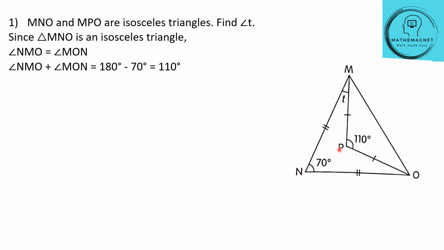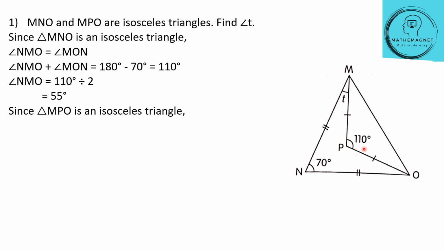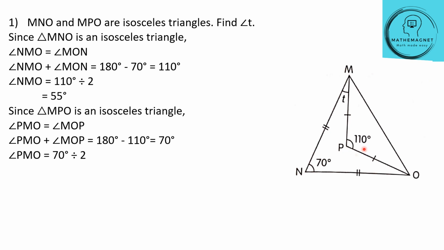So NMO plus MON will be equal to 180 minus 70. The third angle is given as 70. So 180 minus 70 equals 110, and NMO will be 110 divided by 2, which is equal to 55 degrees. Now in angle MPO, again it's an isosceles triangle and we know the third angle is 110, and the other two angles are equal, which is PMO and MOP are equal. So PMO plus MOP will be 180 minus 110, which is equal to 70. Now PMO is equal to 70 divided by 2, which is equal to 35.